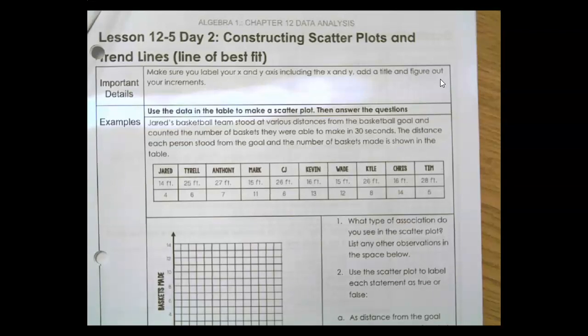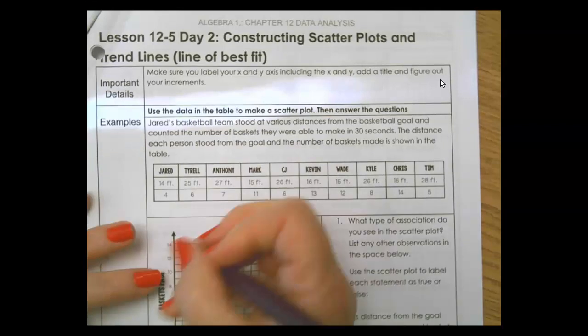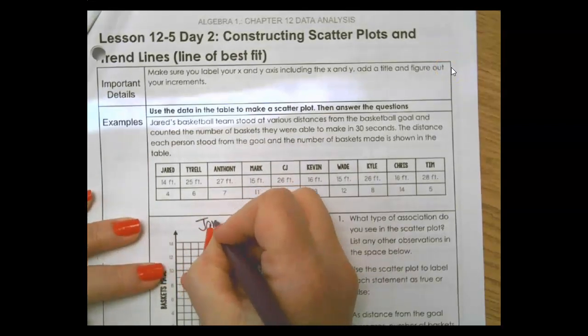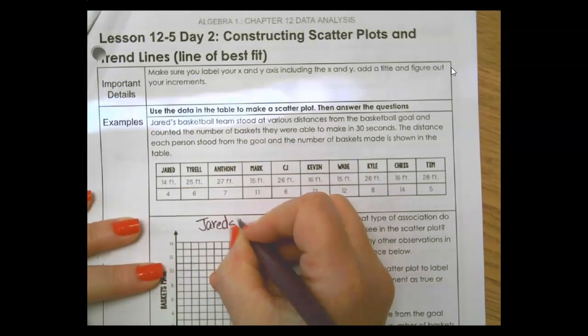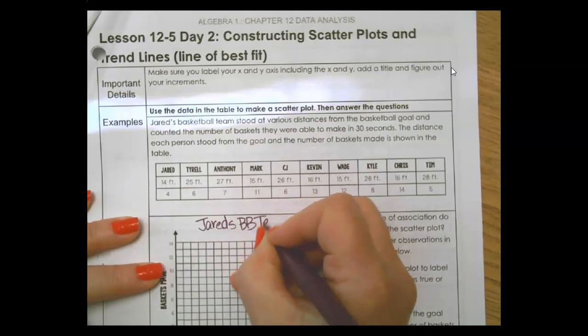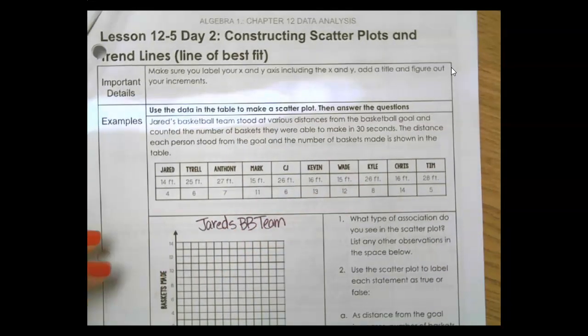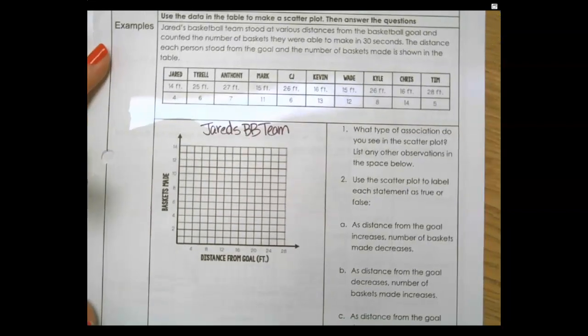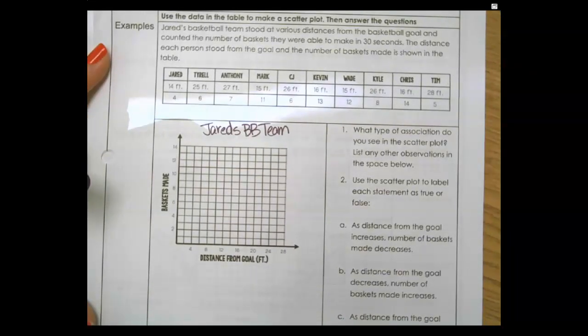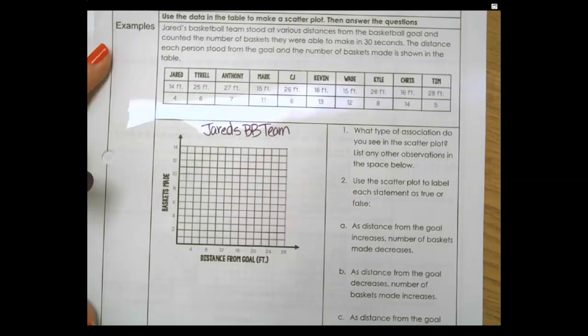So here is an example. We've got Jared's baseball team. Okay, so we can just title this Jared's baseball team. Obviously, you would want to do that better than me when you're actually testing. Jared's baseball team stood at various distances from the basketball goal and counted the number of baskets they were able to make in 30 seconds. The distance each person stood from the goal and the number of baskets made is shown in the table. So we're going to graph that.